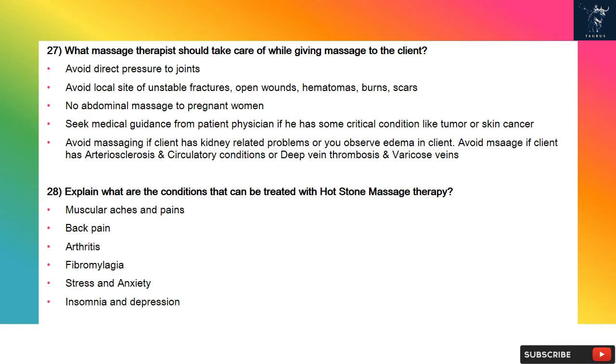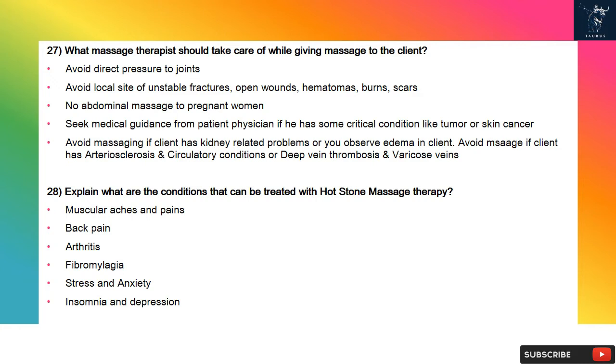27. What should a massage therapist take care of while giving massage to the client? Avoid direct pressure to joints. Avoid the local site of unstable fractures, open wounds, hematomas, burns, scars. No abdominal massage to pregnant women.